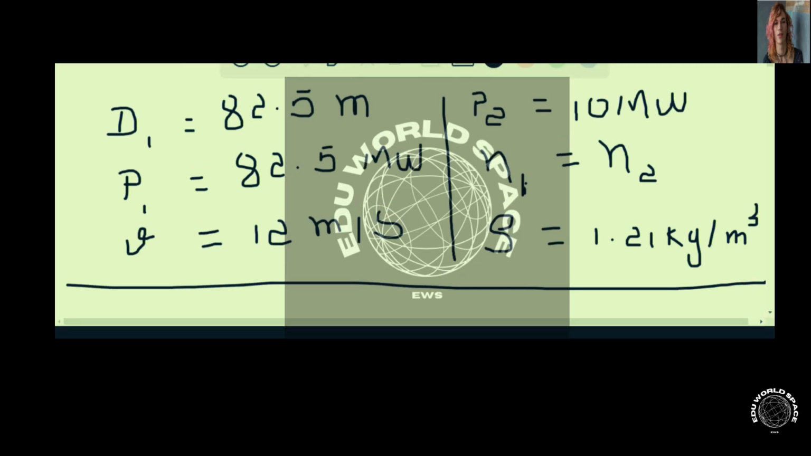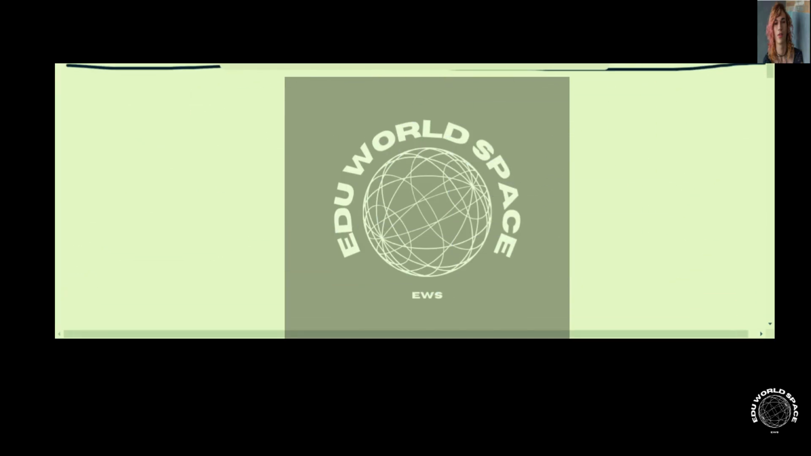In order to calculate the diameter of blade necessary to produce 10 megawatt of power, I can write the kinetic energy equation as delta T is equal to 1 half delta m v square.